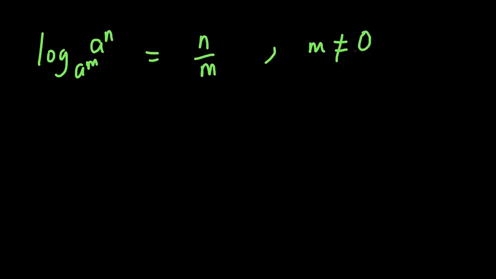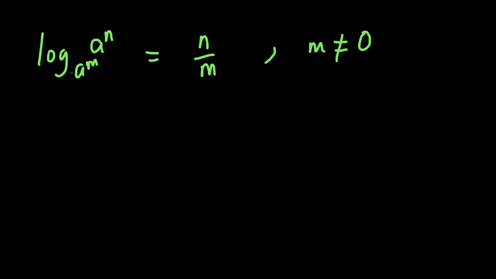Another interesting logarithm is log base a to the power m of a to the power n. They give us n over m, and in this case m is not 0. Let's also prove this logarithm using those properties as well.